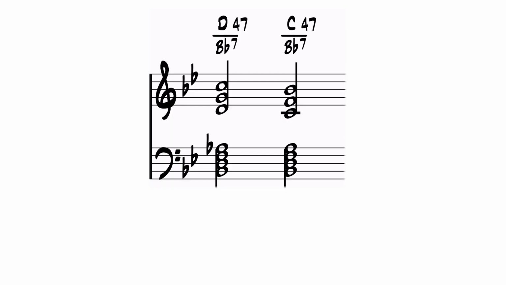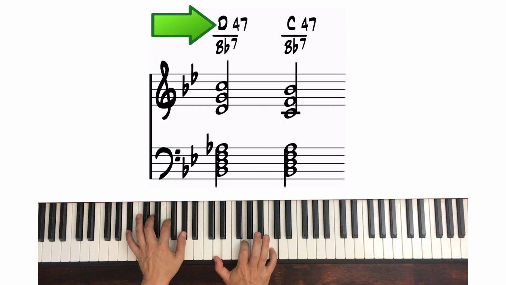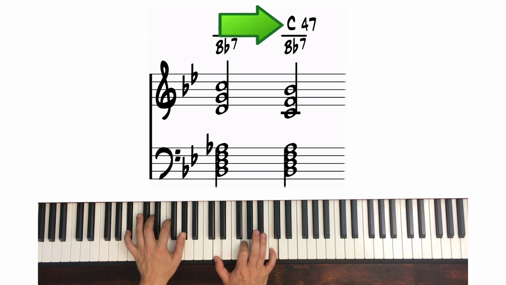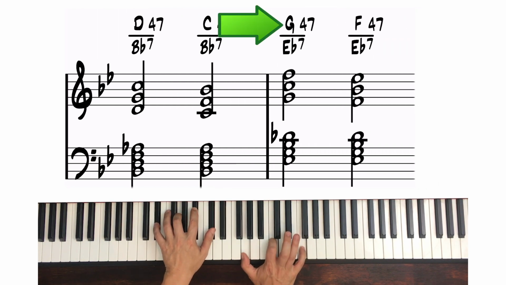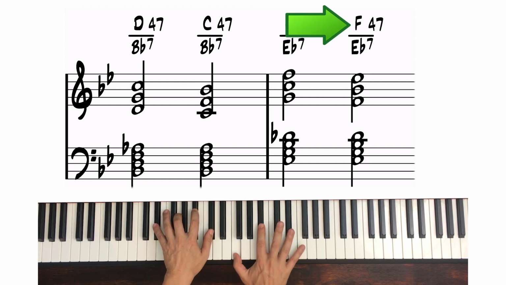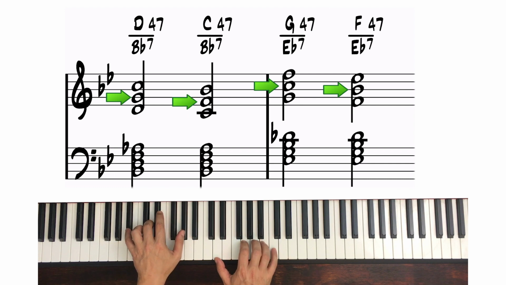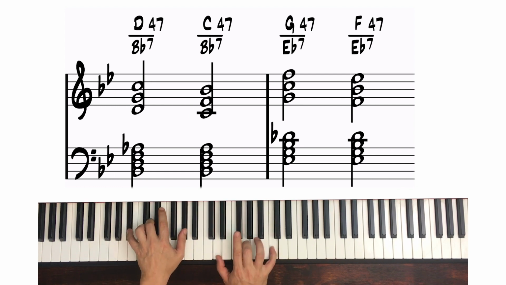So we can play the 3-4-7 over B flat 7, which is D4-7, and then move to the 2-4-7 over B flat 7, which is C4-7. And over E flat 7, we could have G4-7 over E flat 7, moving to F4-7 over E flat 7. The inner notes in my upper structures are actually the melody, which sounds like this.